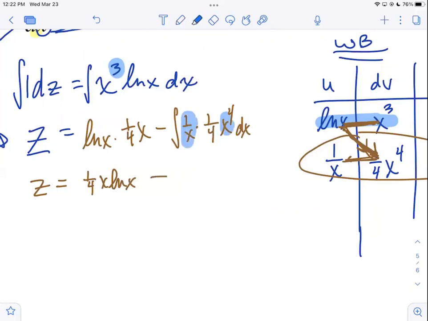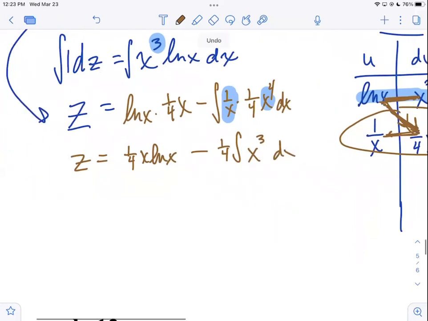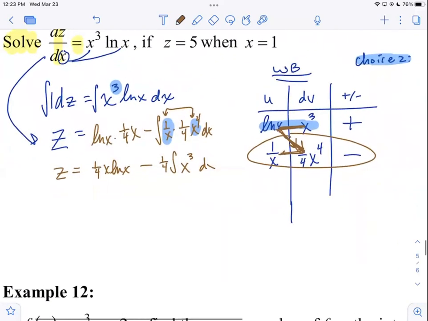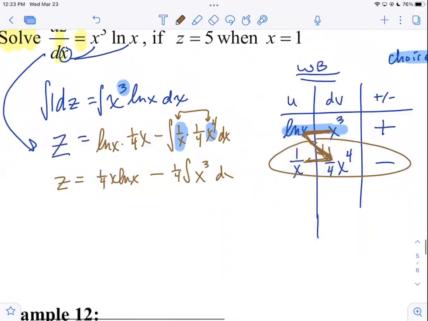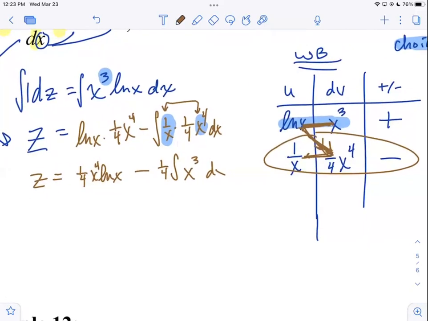When I simplify this, this becomes minus 1/4 the integral of x to the what? 3rd, right? And now, because this is 1 over x times x to the 4th. Did I? Oh, it's x. I'm sorry, I'm just really messing this up. x to the 4th, x to the 4th. And then there's dx.